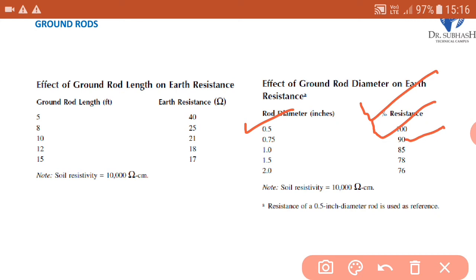And as we can observe from this table, as the rod diameter increases, the percentage resistance decreases. So this is the effect of ground rod diameter on earth resistance. Here also we have taken soil resistivity as 10,000 ohm-centimeter, and another note is the resistance of a 0.5 inch diameter rod is used as reference.